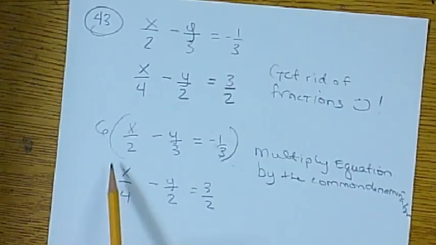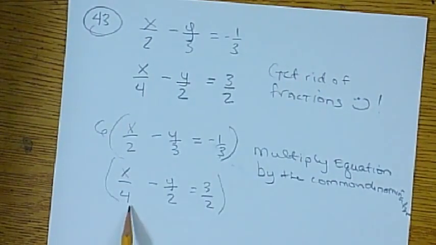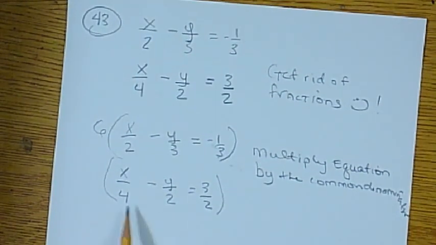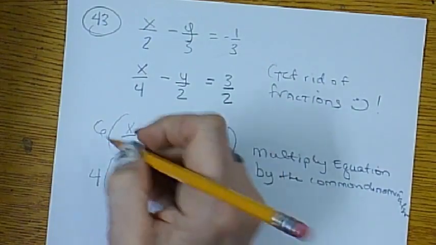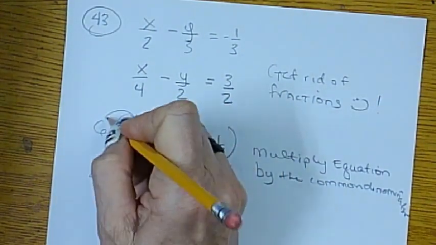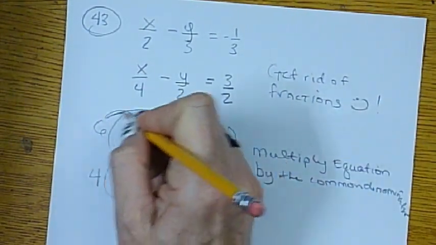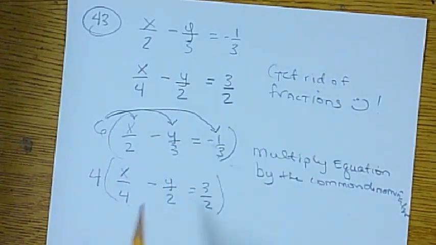Then for this one, the common denominator would be 4. Now, if you chose 8, that would be fine. It would still work out because you would get rid of the denominator with 8 as well. But I want the smallest common denominator so I don't have to multiply big numbers. So I'm going to put a 4 on the outside. When I distribute to each one of these, the whole goal is to get rid of the denominator.